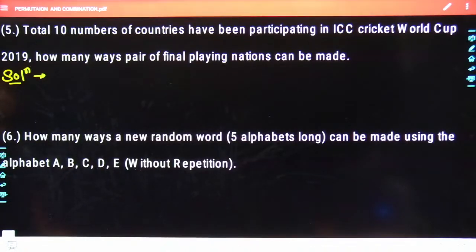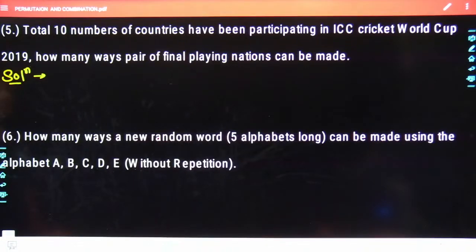The problem states: a total of 10 countries have been participating in the ICC Cricket World Cup. That means in 2019 we had the ICC Cricket World Cup, but this year we also probably had the T20 Cricket World Cup, no? But probably it's not going to take place in India, because the IPL is also being abandoned because of the effect of corona. Anyways, forget about all that. Focus on this problem.